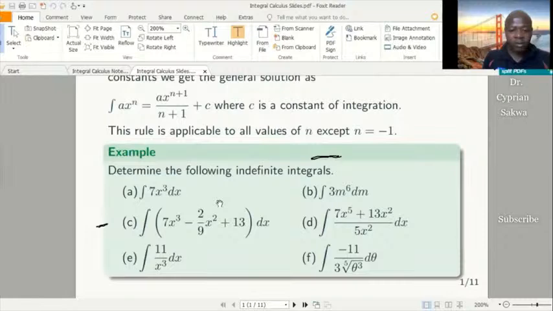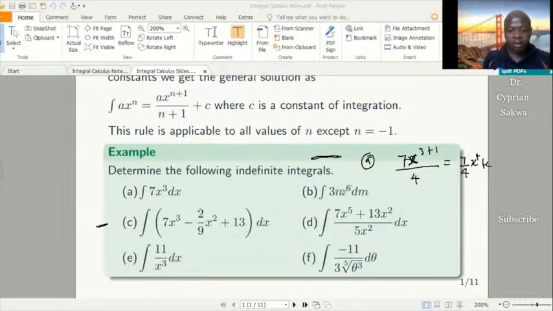Now, we want to look at these examples, and some of them are easy, like the first one is very easy. As we said from our rule, we shall add 1 to the power and divide by the new power. So when you raise the power by 1, this is 3 plus 1, so the new power is 4, divided by that 4. What you have is 7 out of 4, x raised to 4, and then add a constant of integration. So the first one is very easy.